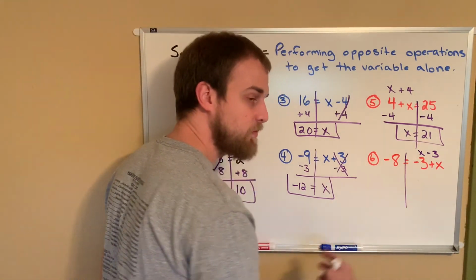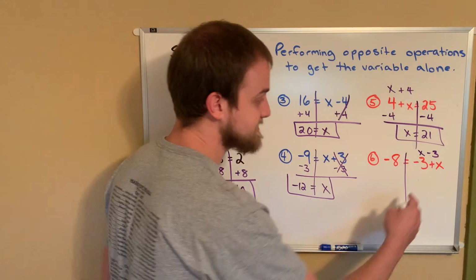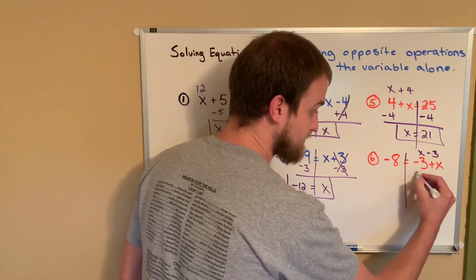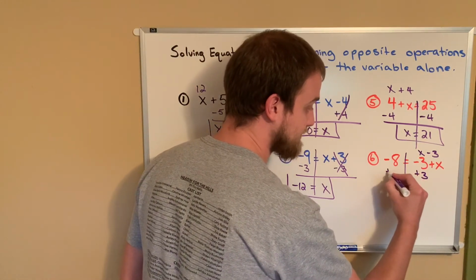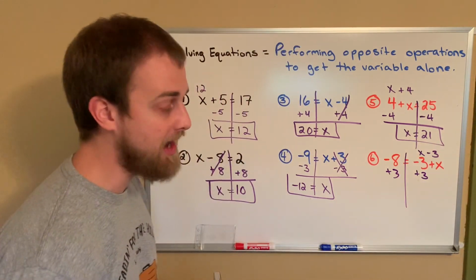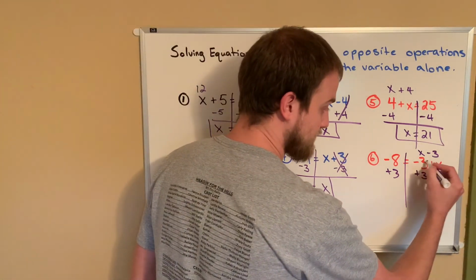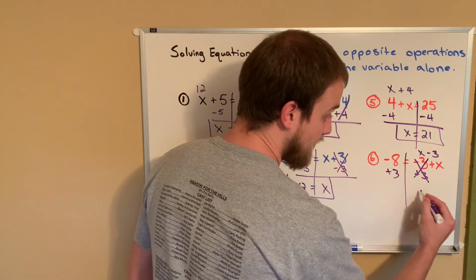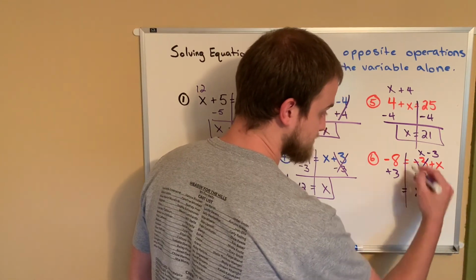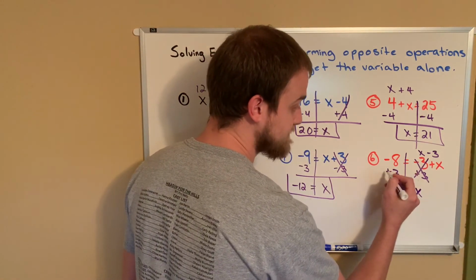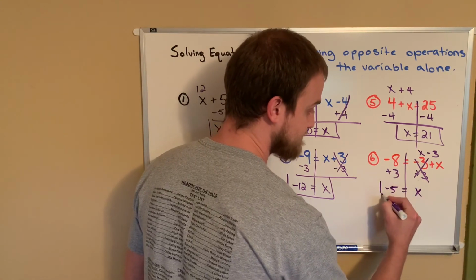Or I can say, hey, what do I need to get rid of? I need to get rid of this negative 3. How do I get rid of it? By adding 3, right? The goal is to make it 0 out. And again, what are we left with? These cancel out. I'm left with x. My equal sign rides down. Negative 8 plus 3 should give me negative 5.